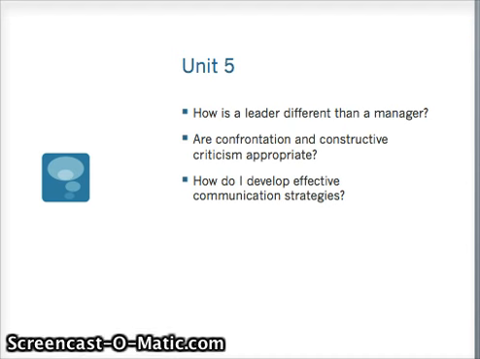We're going to look at feedback. For example, are confrontation and constructive criticism appropriate? Or more appropriately, when are they appropriate? And how do you develop effective communication strategies? Regardless of the setting you work in, communication is the essence of all business.